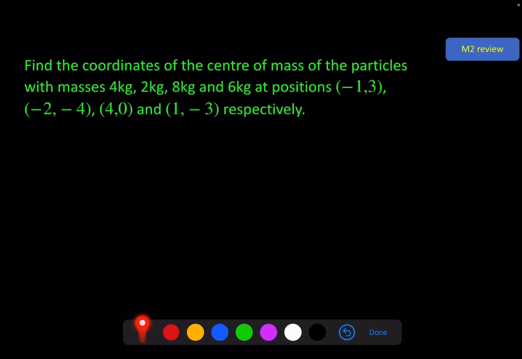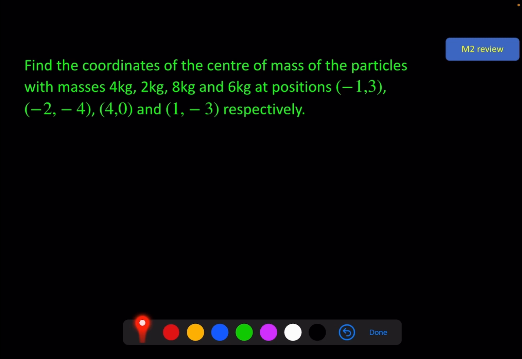Hello and welcome to the third video of the M2 chapter Centres of Mass. Start with a question on the screen to review the work so far. Find the coordinates of the centre of mass of the particles with masses these at positions these, respectively.